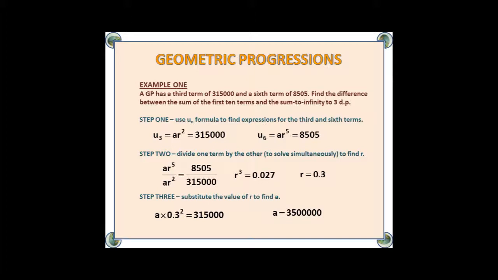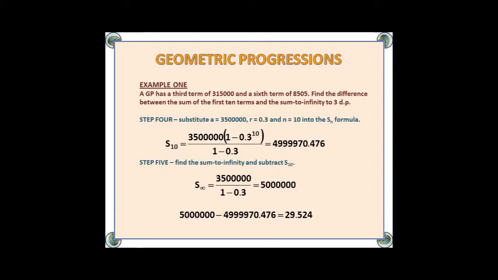In step 3, we substitute R back into one of the expressions to find out the value of A, and A is 3,500,000. For step 4, we work out the sum of the first 10 terms using the formula A (1 minus R to the n) over (1 minus R). And then for step 5, we work out the sum to infinity, and then we subtract one from the other to get a final answer of 29.524.